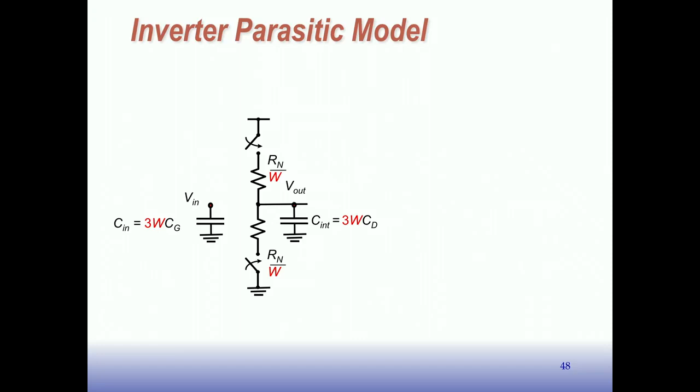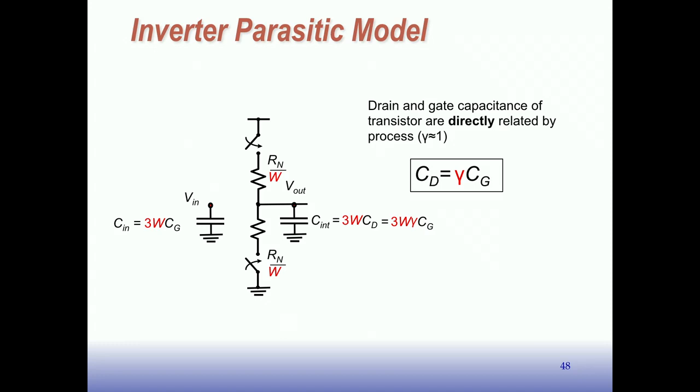Now we're going to do one kind of classic thing here, which is we want to get rid of some of these C's so we can get to a nice result. So we're going to define CD to be gamma times CG. So gamma is a factor that's related to the process, and it's approximately 1. And it's the factor that relates the unit capacitance of the gate to the drain. And you'll see later why we do this, but we introduce this gamma in here. Once we do that, then we can represent the internal capacitance as 3W gamma CG. Right. And the nice thing about this is now that we only have one type of C, it's CG. We get rid of CDs, and that's why we do it.